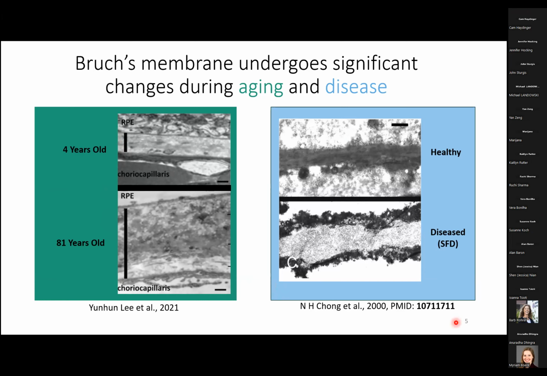On the right, I have an example of a Bruch's membrane during Sorsby's fundus dystrophy, which is a monogenetic form of retinal dystrophy similar to AMD. So we have the healthy Bruch's membrane up here and SFD Bruch's membrane, where again, we have an increase in the thickness as well as an accumulation of proteins and lipids within and around the extracellular matrix.